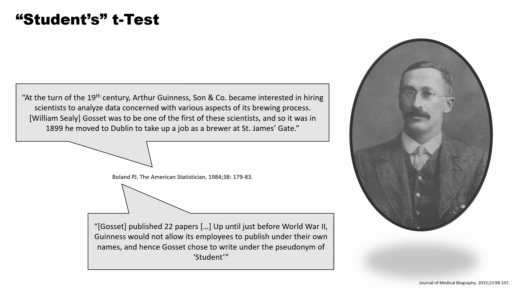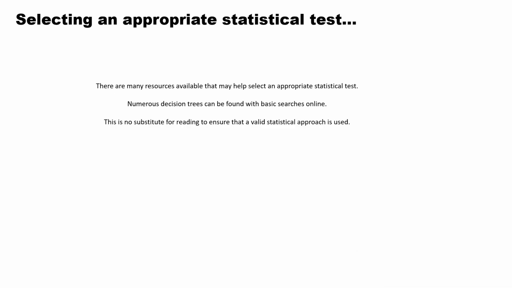Gossett published 22 papers. Up until just before World War II, Guinness would not allow its employees to publish under their own names, and hence Gossett chose to write under the pseudonym of Student. And so Student's t-test refers to one of these papers that William Sealy Gosset wrote, and Guinness was largely responsible for some of the major advances of statistics in the 19th century, or 20th century, I guess, because of statistical evaluations of yeast.